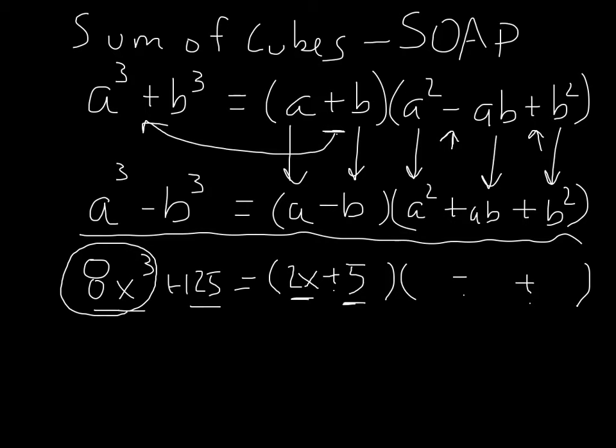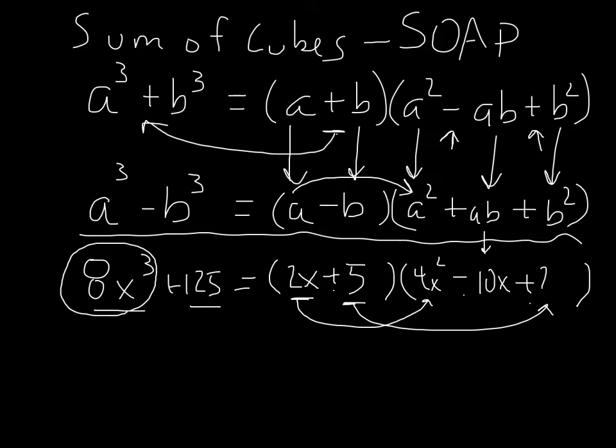So if this is a and then it becomes a squared, I have to square 2x. I put it here, so it becomes 4x squared. This is a times b in the middle here, so a times b would be 10x. And then lastly, I would have 25.